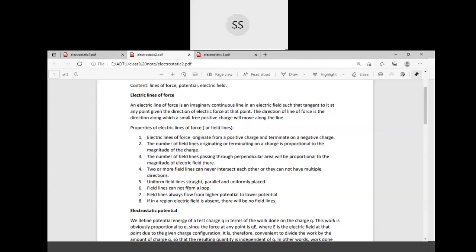Uniform field lines are straight, parallel and uniformly placed. Field lines cannot form a loop. Field lines always flow from higher potential to lower potential, and in the absence of an electric field, the lines are zero.